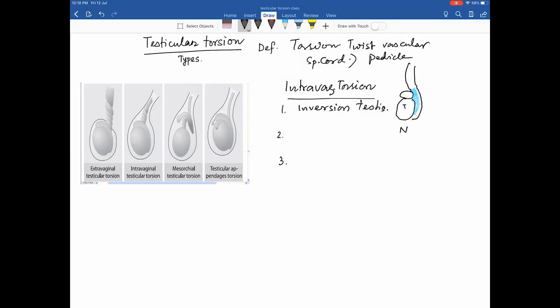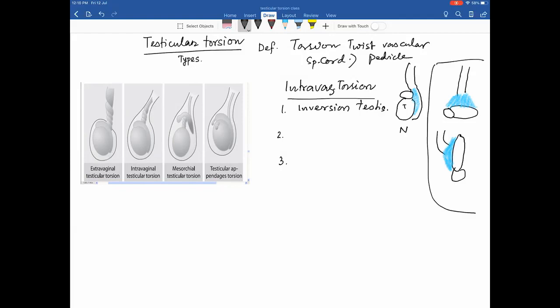Whereas if the testis is transverse like this, this is the spermatic cord, or the testis is somewhat like this, with this being the epididymis and this being the spermatic cord. Just give me a second to draw the mesorchium in this one. As you can see, this is the mesorchium in both of these. This type of mesorchium is an abnormality. So this is basically normal, whereas these findings are abnormal.